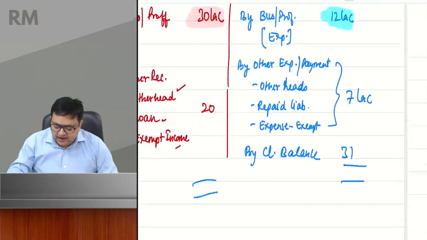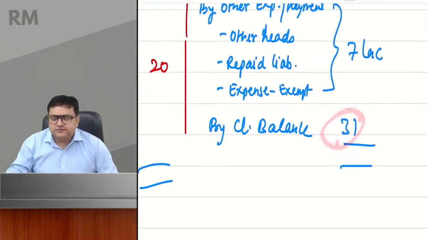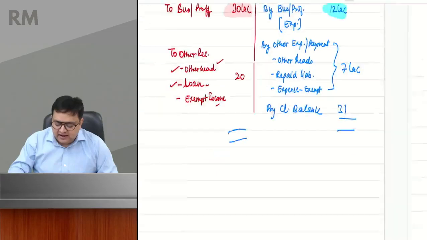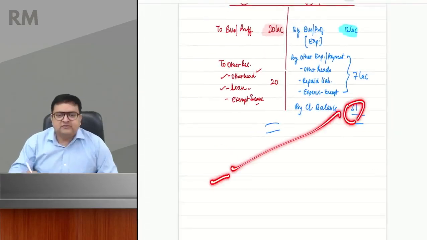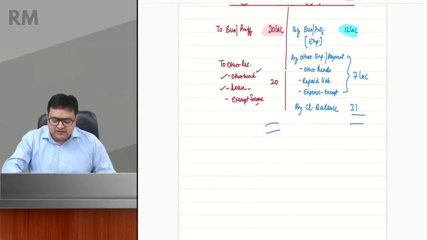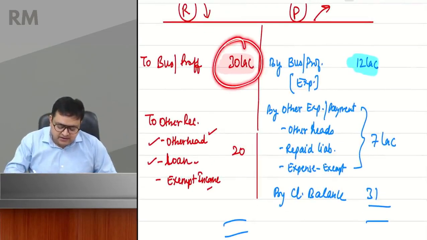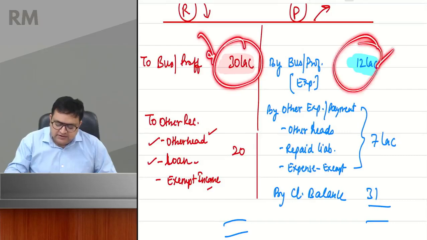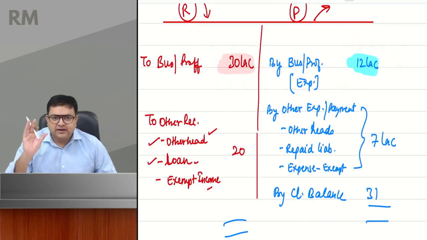Are you concerned with this closing balance? No. Closing balance is not your income. And this closing balance will become the opening balance of the next year. You are not concerned with opening balance or closing balances. You are only concerned with your PGBP inflow. You are concerned with your PGBP outflow. And that will give you your income.